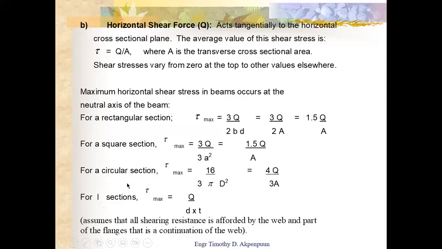For a circular cross section, you know the area of a circle. How did we arrive at this? What is the area of a circle? Pi r squared or pi d squared over 4. So if you resolve it, you arrive at this, or what we have here.